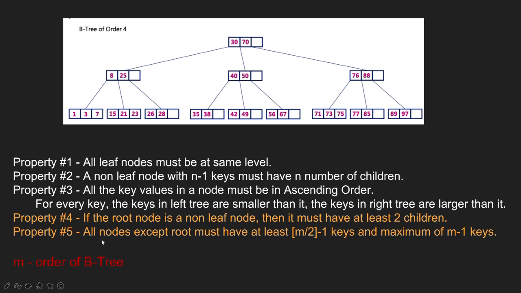Property 5, all nodes except root must have at least m divided by 2 minus 1 keys and a maximum of m minus 1 keys. So m here is the order of B-tree. This maximum of m minus 1 keys, this one we can understand. As for how to understand the minimum number of keys, we will also look at it later.